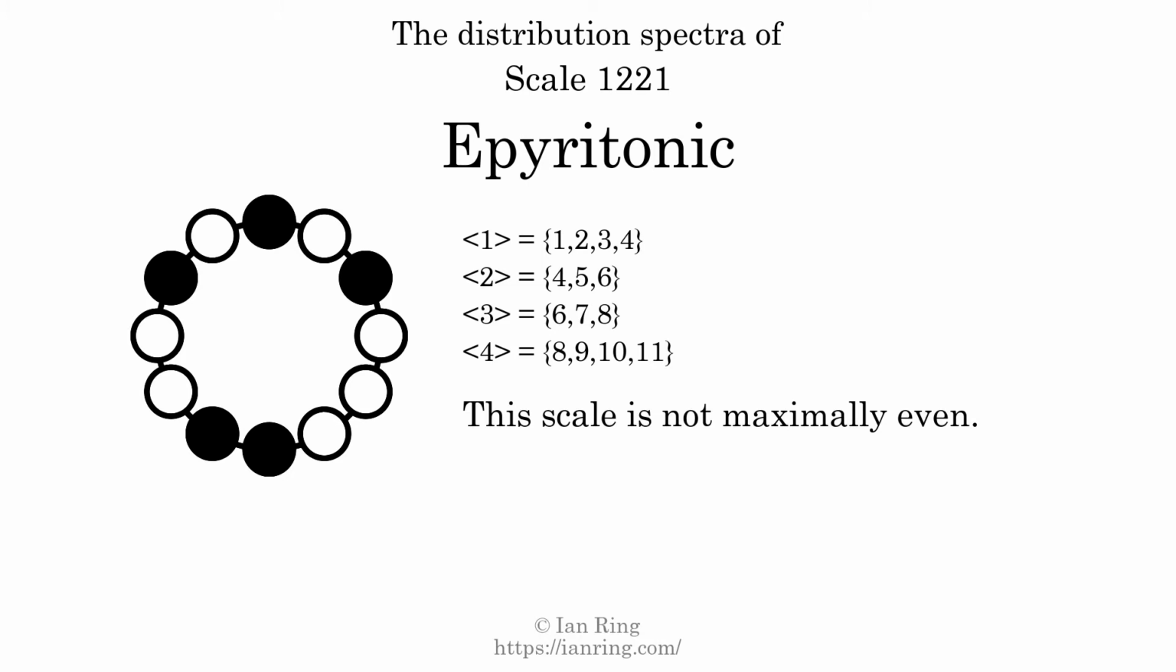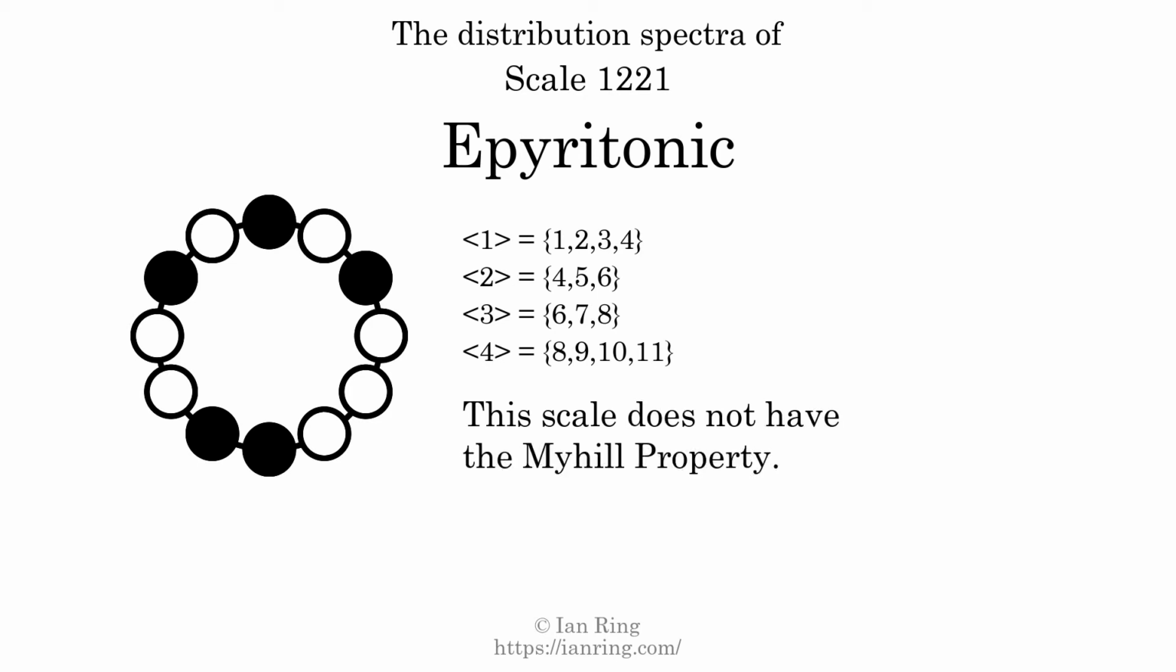Since this is greater than 1, we know that this scale is not maximally even. If every spectrum has exactly 2 specific intervals, we call that the Myhill property. This scale does not have the Myhill property. Since the generic interval ranges do not overlap, this scale is proper. But it is not strictly proper because some specific intervals appear in more than one spectrum.